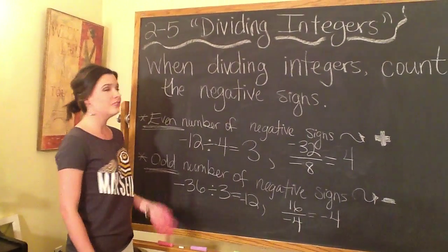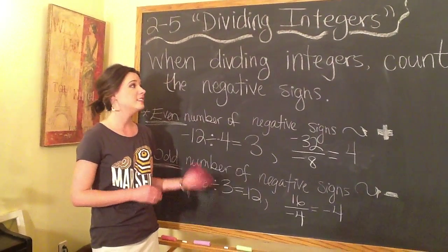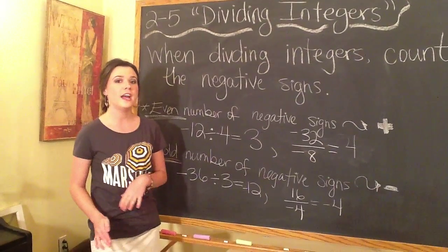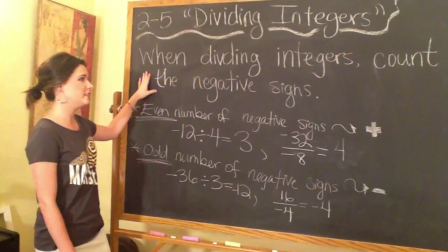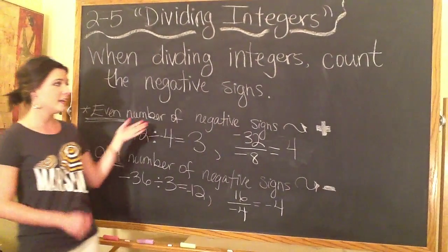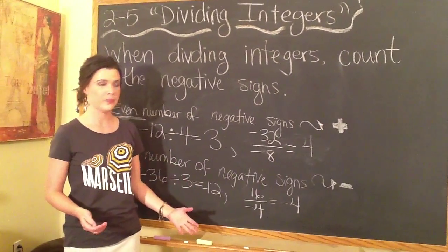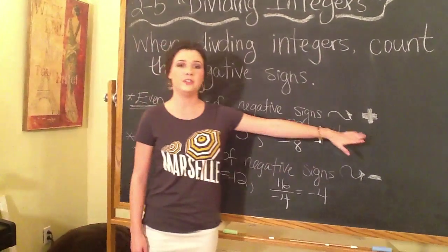Going to be talking about dividing integers. So yesterday we were talking about multiplying integers, and today we're going to use the same rules to divide integers as well. So let's go ahead and review those rules really quick. When dividing and multiplying integers, you need to make sure to count the negative signs so you can see whether your answer is going to be positive or negative. If you have an even number of negative signs, your answer is going to be positive.